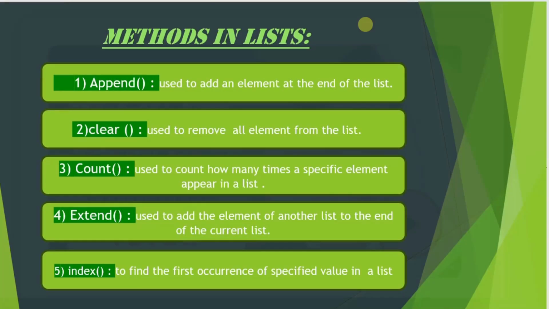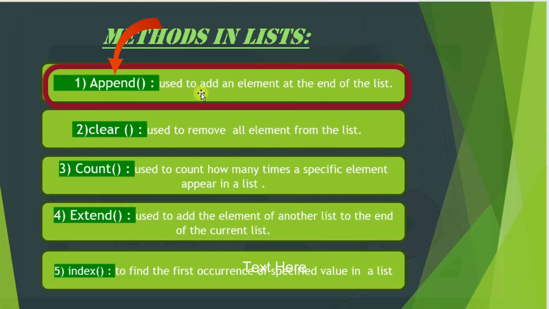In this lesson, we are going to discuss list methods. Basically, list methods in Python are built-in functions that allow us to perform specific actions on a list. These methods also help us to manipulate and work with lists more effectively, such as adding items, removing items, sorting, or finding elements. At first, we will talk about the append method.